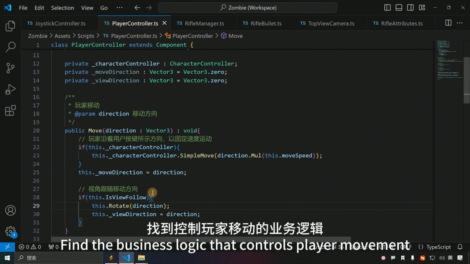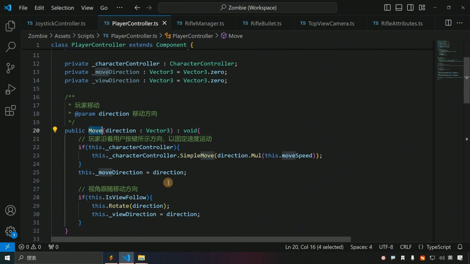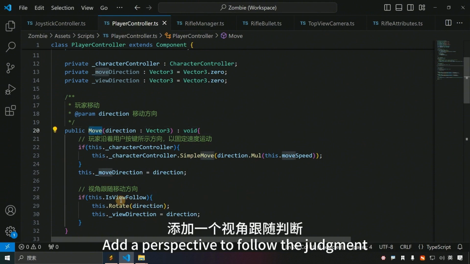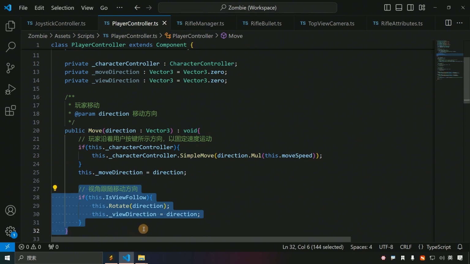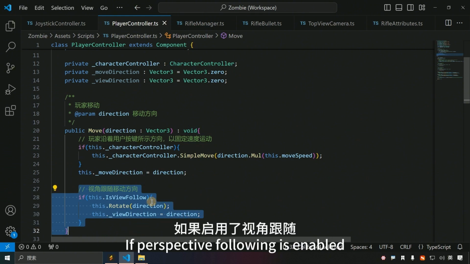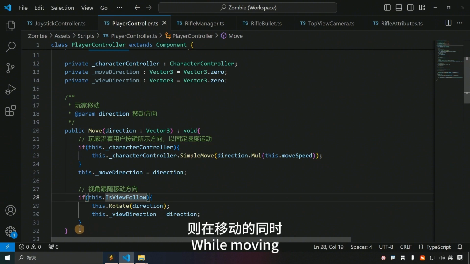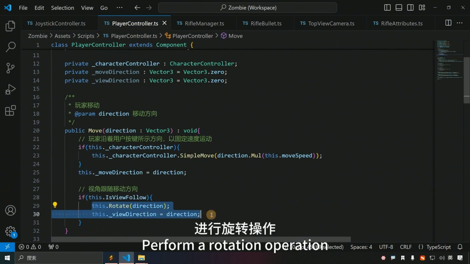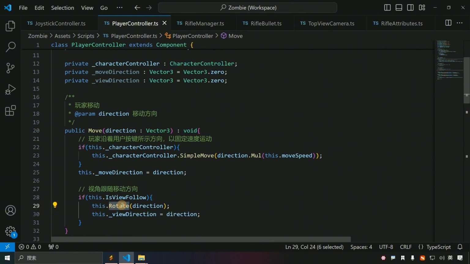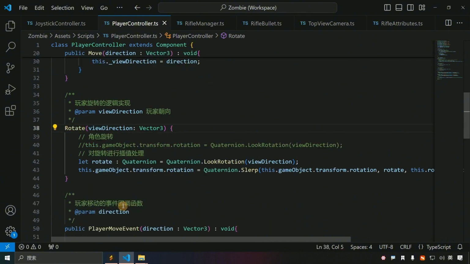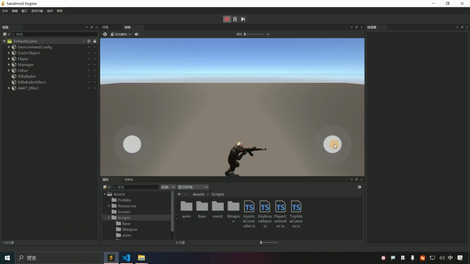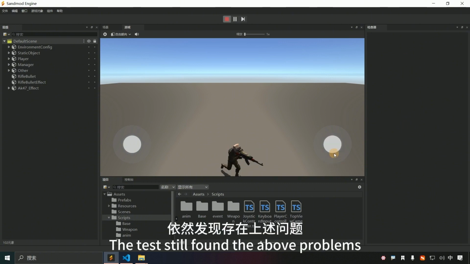Find the business logic that controls player movement. Add a perspective following judgment. If perspective following is enabled while moving, perform a rotation operation. At this time, the test still found the above problems.